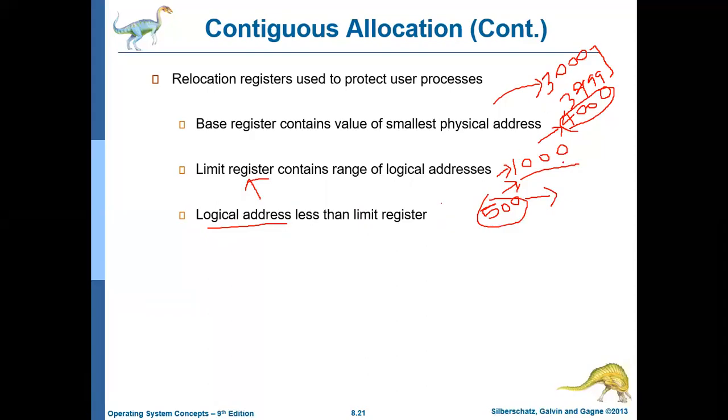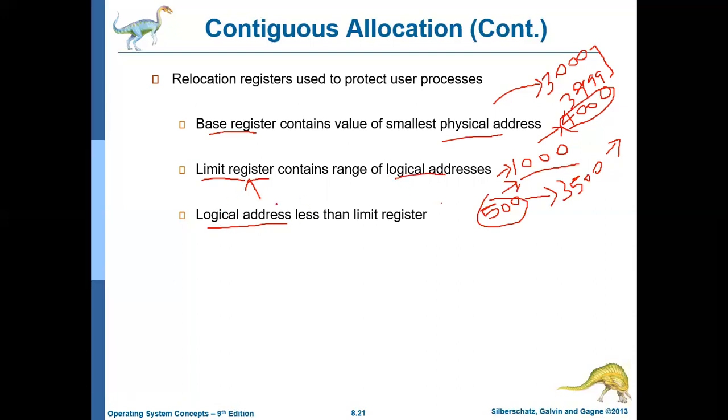What is the base register? 3000. So the resultant address will be the physical address. So the resultant address will be 3500. Now the CPU will be allowed to access location 3500. This is how the concept of logical and physical address works. Whatever is stored in the base register will always be a physical address. Whatever is stored in the limit register will always be a logical or relative address.